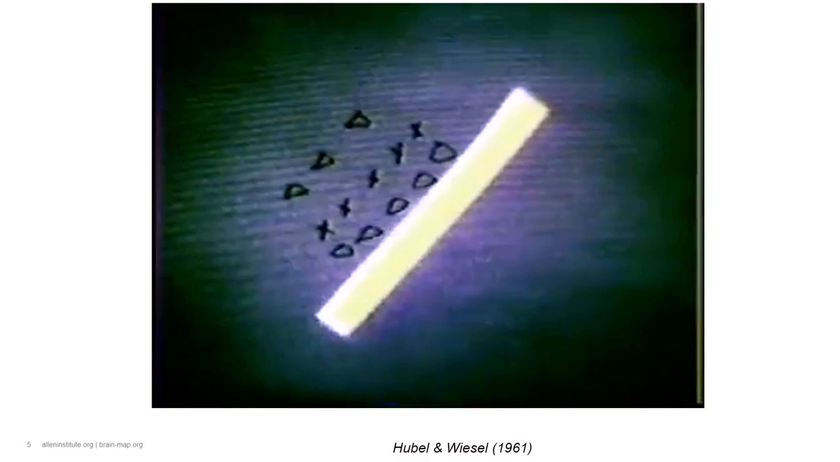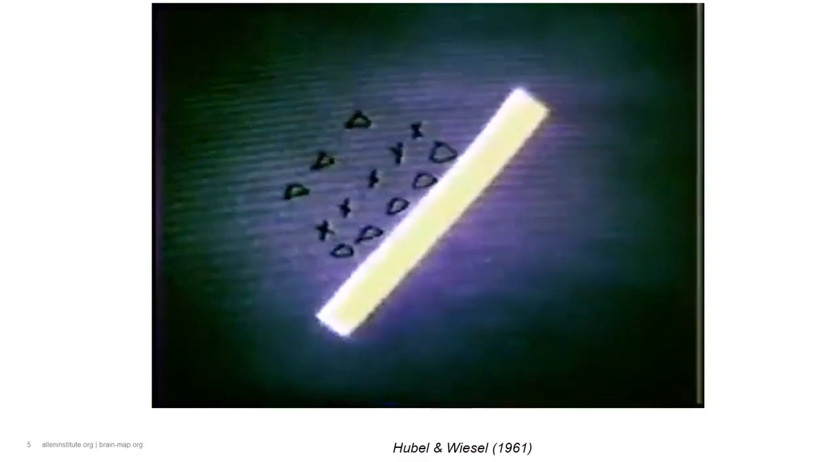We can make predictions of the types of stimuli that will continue to drive activity from these cells and the types of stimuli that won't. And you can consider the rest of their experiment here as testing those predictions. They move this bar at different orientations.